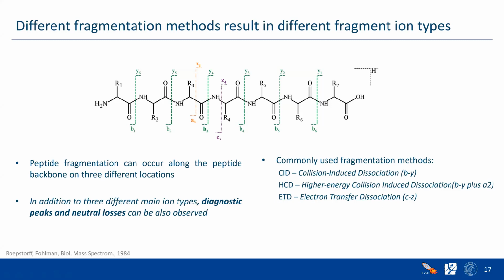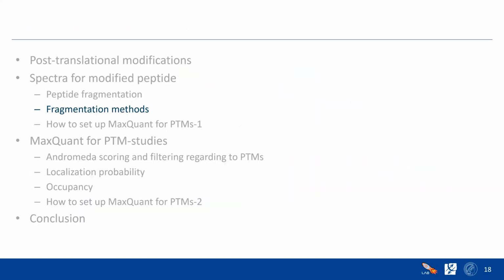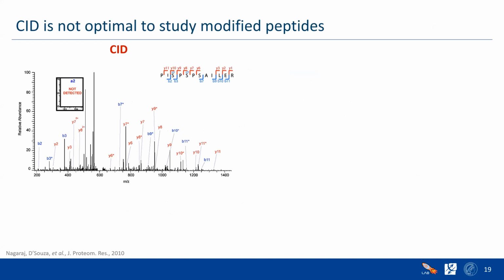There are some commonly used fragmentation methods, such as collision induced dissociation, giving B and Y ions, or higher energy collision dissociation, giving B and Y ions plus A2. And we have another one called electron transfer dissociation, giving C and Z ions. Now let's have a very brief look at these fragmentation methods. CID gives us B and Y ions, which is informative, but it's not optimal for studying modified peptides.